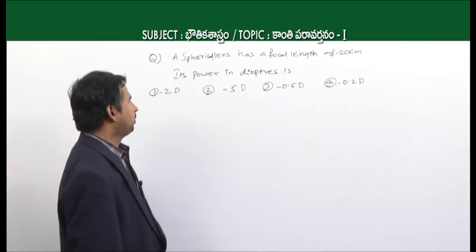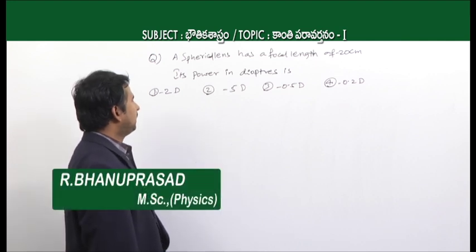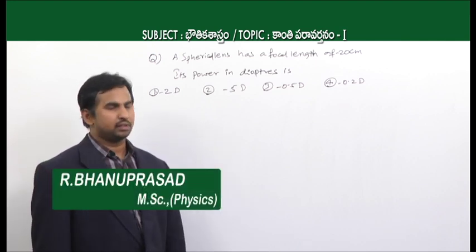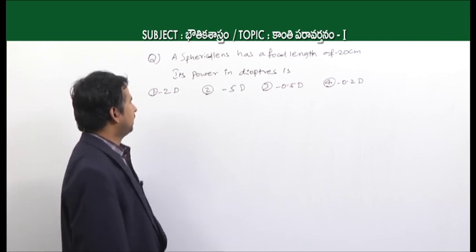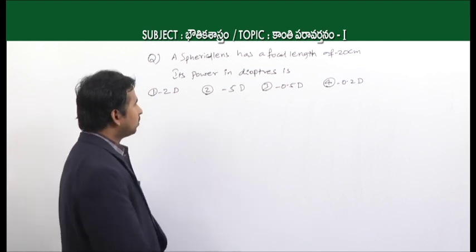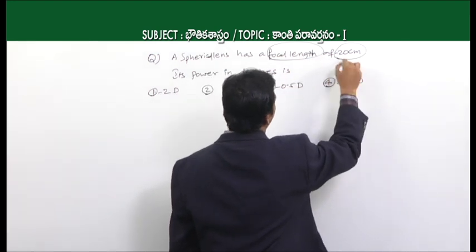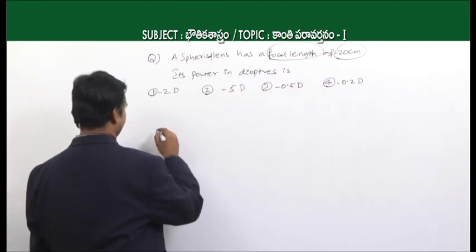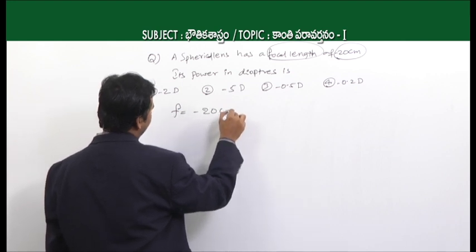Now here we have one more question on the power topic. Given that a spherical lens, we don't know which lens that is, has a focal length of minus 20 centimeters, and we have to find its power in diopters. So the focal length f is given as minus 20 centimeters.